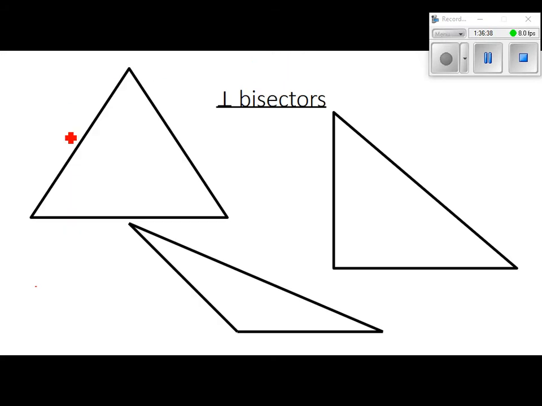Got it? So perpendicular bisectors. We're going to skip over drawing these. Well, let's do the first one, then we'll go on. No, let's not do the first one. I don't like the first one. Let's do the last one down here.